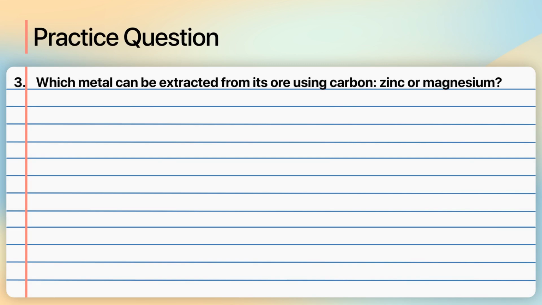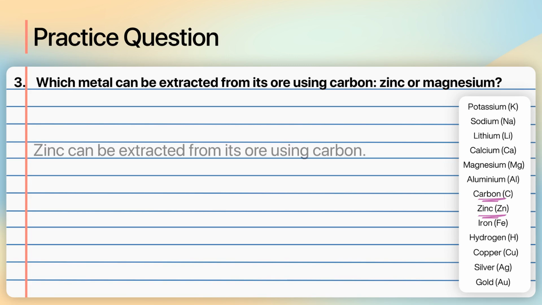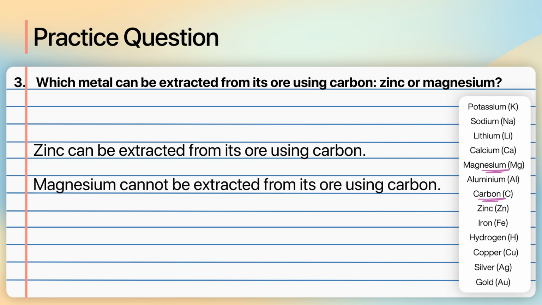Great, one more. Which metal can be extracted from its ore using carbon, zinc or magnesium? Let's look at the reactivity series. Zinc is less reactive than carbon, so it can be extracted from its ore. Zinc is less reactive, allowing carbon to displace zinc from its compound during the extraction process. Magnesium, being more reactive than carbon, cannot be extracted using this method. By working through these examples, we can see how the reactivity of metals influences their behaviors.